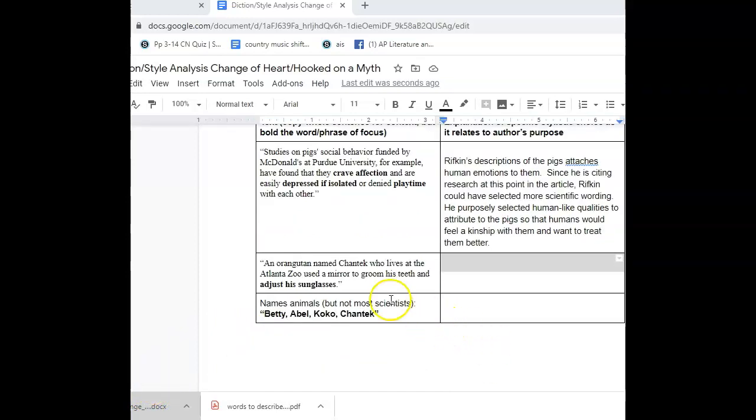Alright, and the next piece that I pulled out for examination of style is this portion here. An orangutan named Chantek, who lives at the Atlanta Zoo, used a mirror to groom his teeth and adjust his sunglasses. The fact that Rifkin is pulling out this detail of the orangutan adjusting his sunglasses, something like a human device, something that we know how to use, we think of us wearing them. So when we associate the orangutan with the sunglasses, this serves to humanize him.